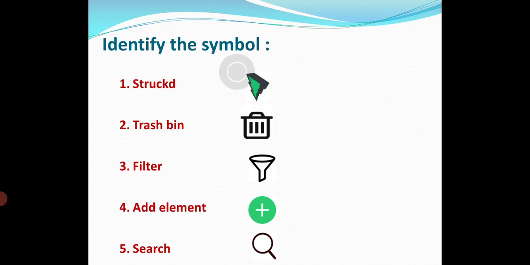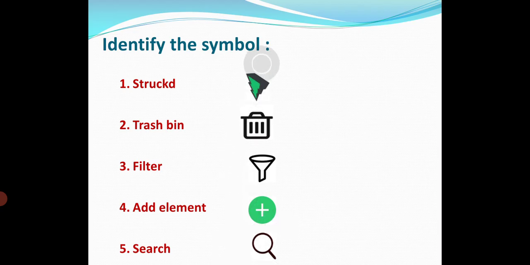Identify the symbol. First one, this is the symbol of Struct. The next one, trace pin. Symbol of the trace pin. The second one, filter. Symbol of the filter. The fourth one, add element. Symbol of the add element. The last one, search. Symbol of the search button.